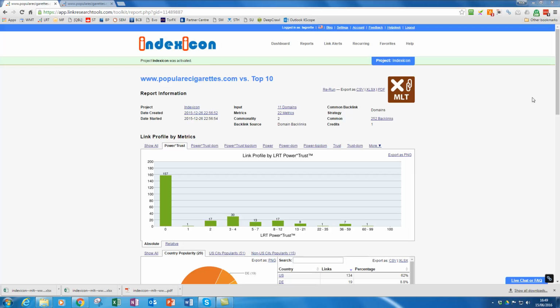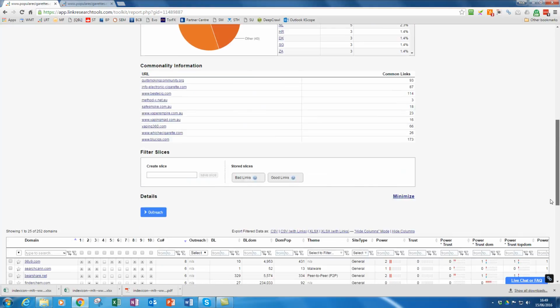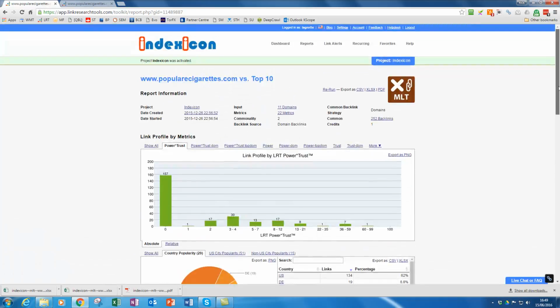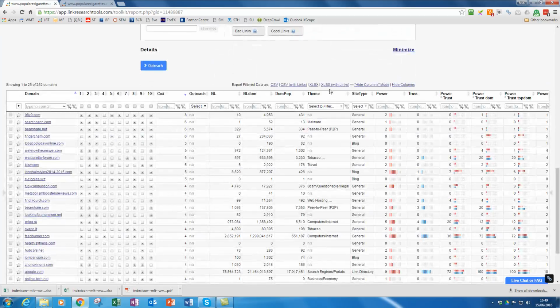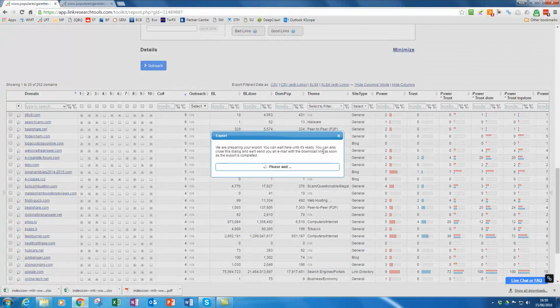Now the result of this, as per usual, comes out very nicely with this nice interface in Link Research Tools, but there's no way of sharing this with a client. So what I need to do is give you this PDF here, and then also I give you this Excel spreadsheet here, which contains all the links and all their metrics and everything like that.